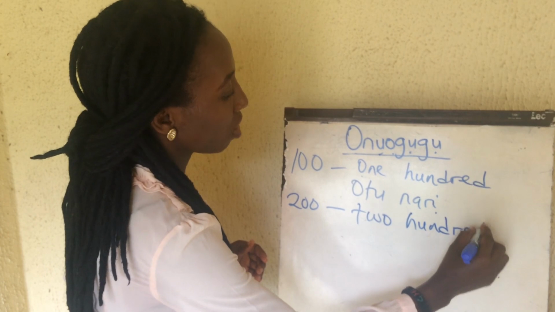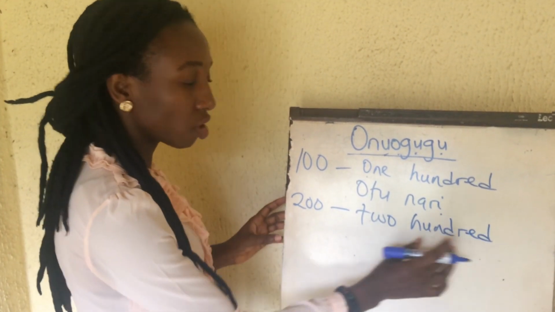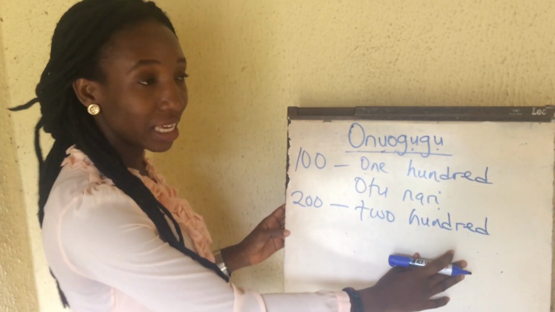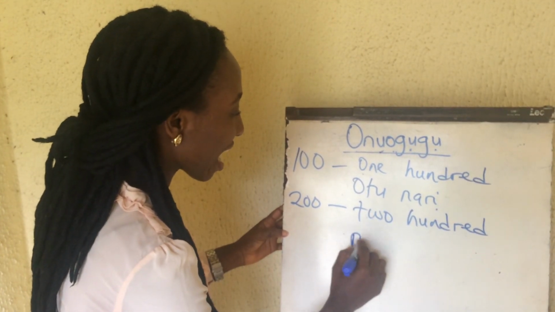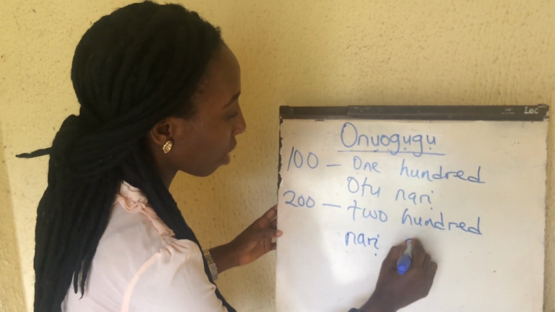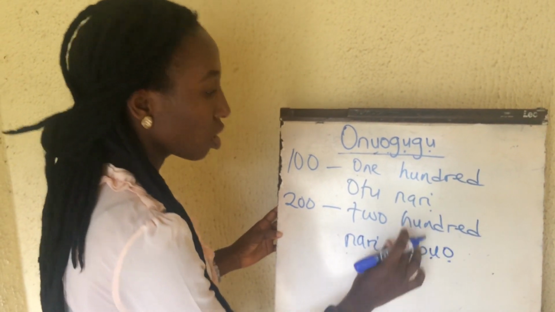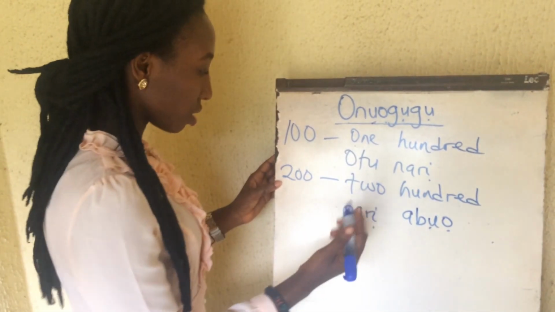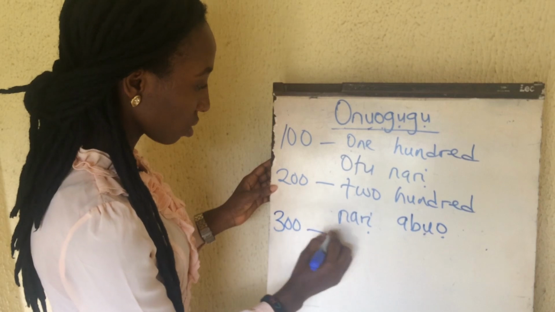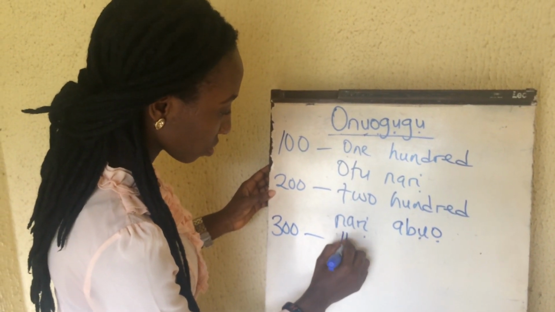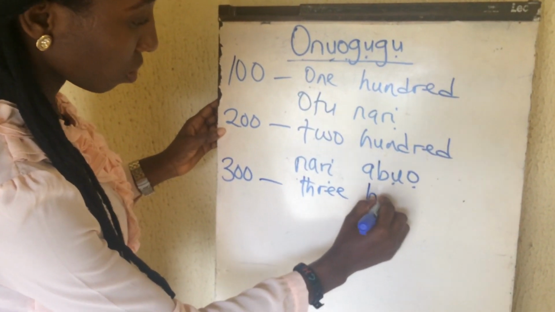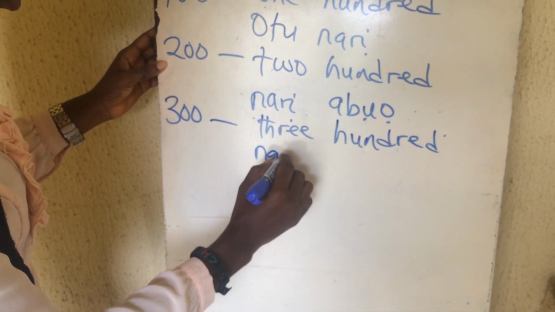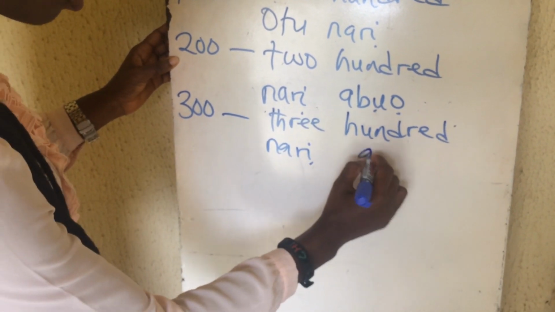But when it comes to 200, to infinity, you don't say it that way. When you want to write 200, the 100 will not be first, the 2 will not be second. Are you getting it? Now it becomes Nari abo. The 100 will not be the first, the 2 will not be the second. The same thing with 300: Nari ato. The 100 comes first, then the 3.